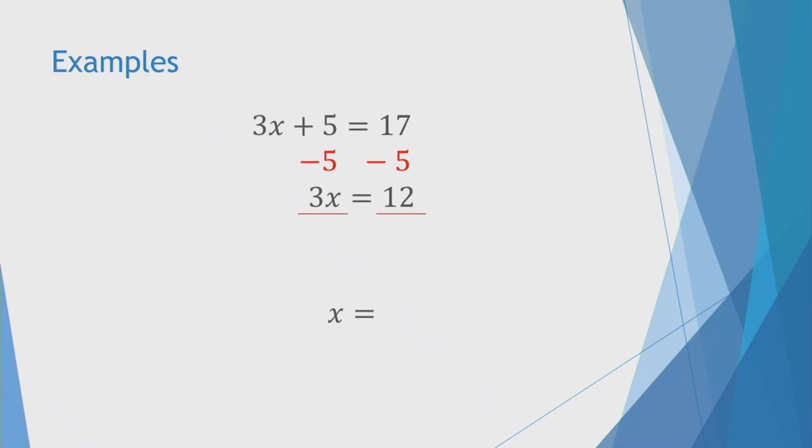When we divide both sides by 3, 3 divided by 3 is 1, so you get 1x. Typically, we don't write the 1 in front of the x. It's understood. You can write it if you want to, but we just understand that it's a 1 as a coefficient. And then on the right-hand side, you get 12 divided by 3, which is 4. And your solution would be x equals 4.